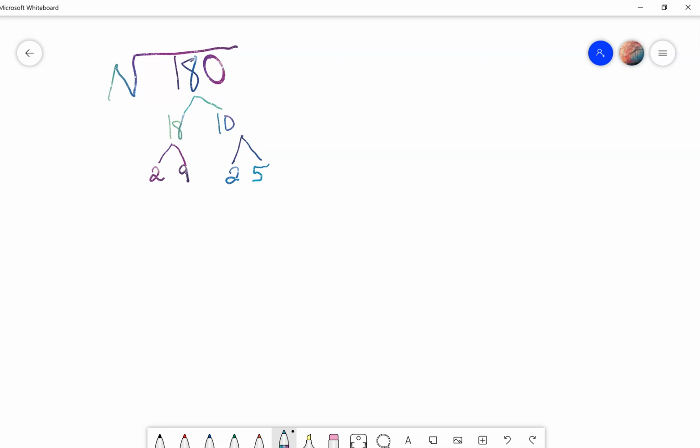2 can't be broken down anymore. 9 can be broken down. 2 can't be broken down anymore. And 5 can't be broken down anymore. So now, since we're dealing with square root, I'm looking for sets of 2. So I have a set of 2 here. And I have a set of 2 here. So these get taken to the outside of my house.